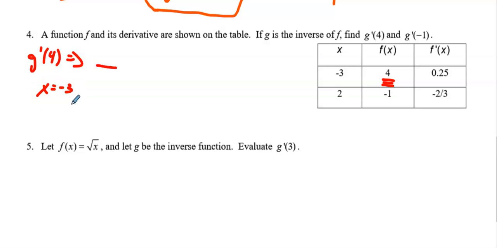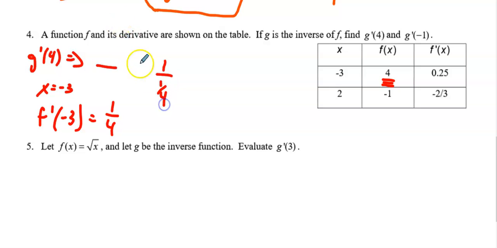Now, what I want to do is find f prime of negative 3. And again, conveniently enough, I'm given that f prime of negative 3 is 1/4. And so all I have to do now is take this number and place it underneath 1. And then I simplify this, I get 4. So the answer to this problem is going to be 4.